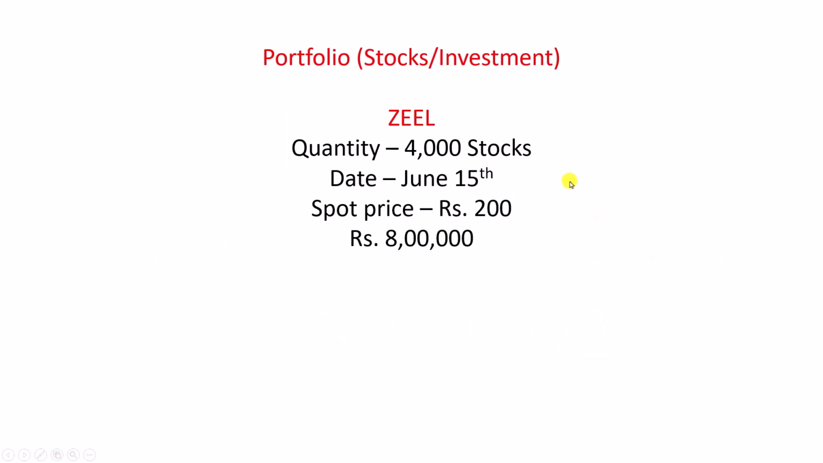Let us say that you have 4,000 stocks of Z Entertainment Limited in your portfolio. Or let us say that I have 4,000 stocks of ZEAL in my portfolio. It is either I or you. I keep switching between you and I while explaining, so do not get confused by it. Sometimes I say I, sometimes I say you, but the aim is the same.